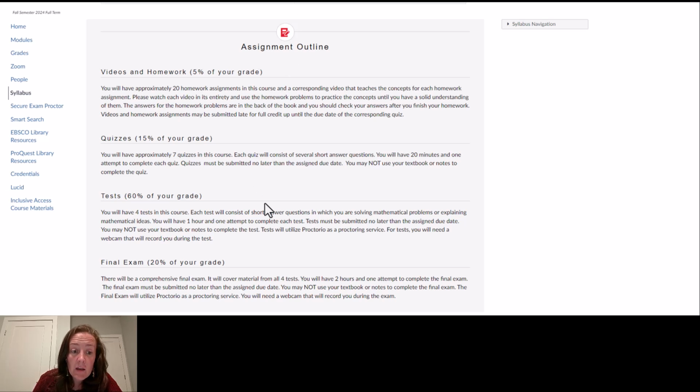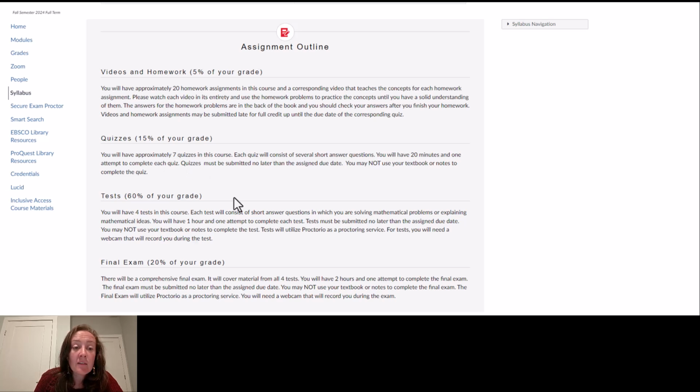So the majority of your grade comes from the quizzes and tests, because only 5% of your grade comes from the videos and homework. The quizzes will happen about 7 times in the course, and they have several short questions on them. For most of the quizzes, you'll have 20 minutes, although there was, I think, one quiz that some of my previous classes had a hard time finishing within 20 minutes. So I might extend some of them, but in general, you'll have 20 minutes to complete each quiz, and you'll have 1 attempt to complete that quiz.